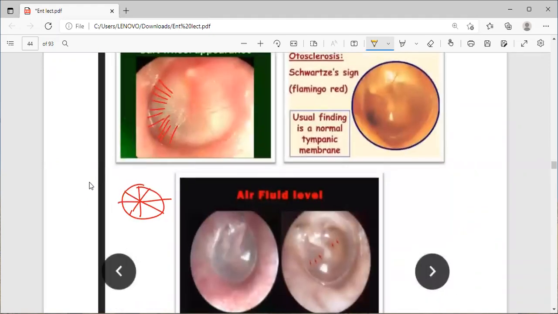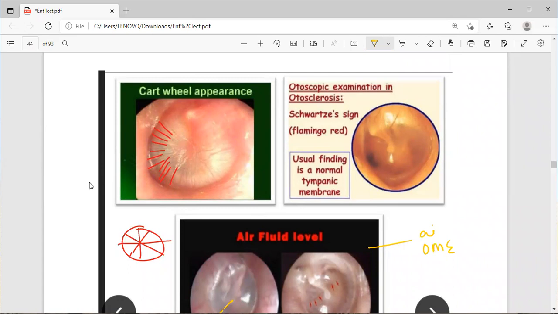Now let's see the difference. Air fluid level. Whenever you see an air fluid level, you say that we are dealing with otitis media with effusion. Here you can see the level, you can see the line. Fluid is below and the air is above. This is called air fluid level. It describes the obstruction. And here also you can see.